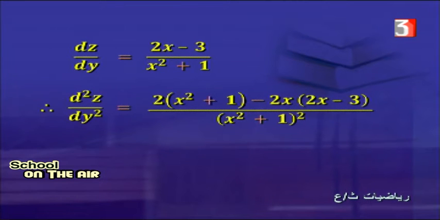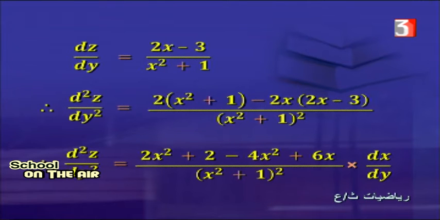The second derivative of this function, d2z/dy power 2, equals the derivative of the numerator, which is 2, times the denominator x power 2 plus 1, minus the derivative of the denominator 2x times the numerator 2x minus 3, over x power 2 plus 1 all power 2. This derivative is with respect to the variable x, then multiply this derivative times dx/dy. Then d2z/dy power 2 equals 2x power 2 plus 2 minus 4x power 2 plus 6x over x power 2 plus 1 all power 2 times dx/dy.